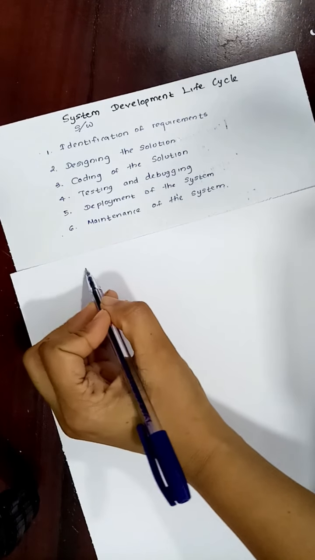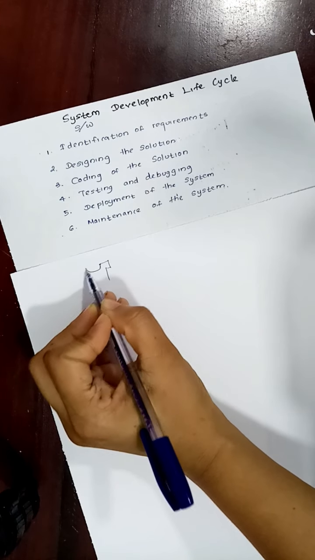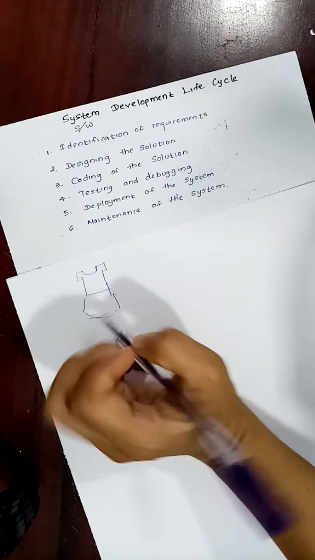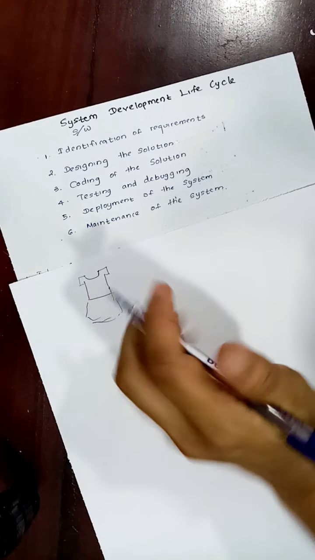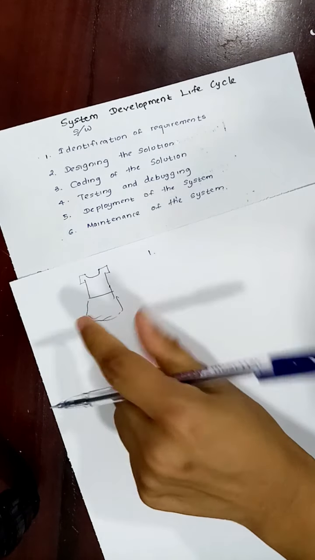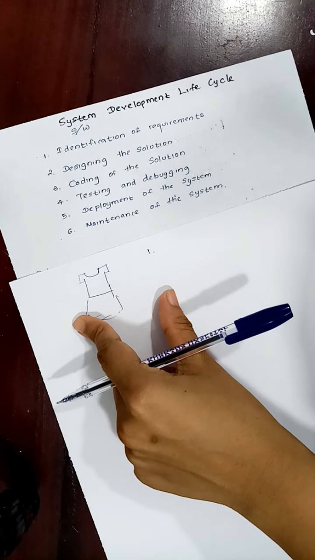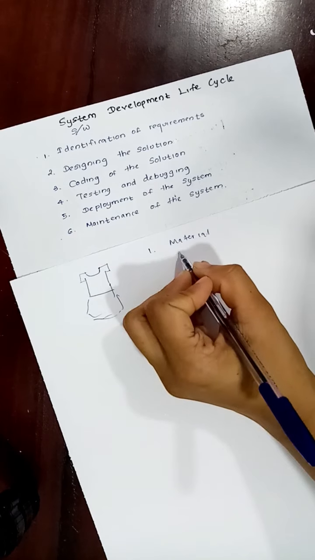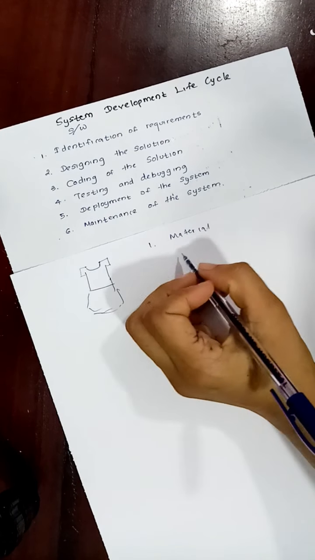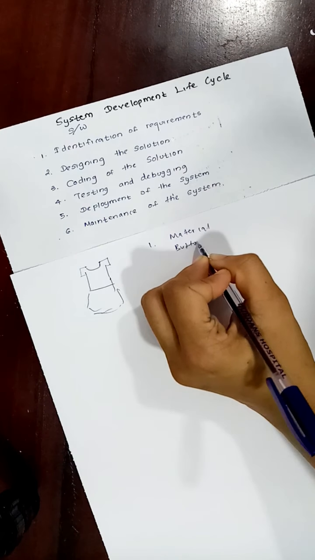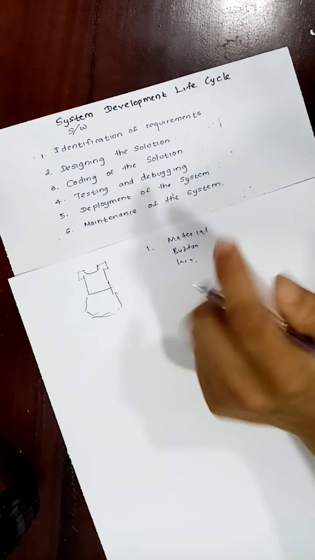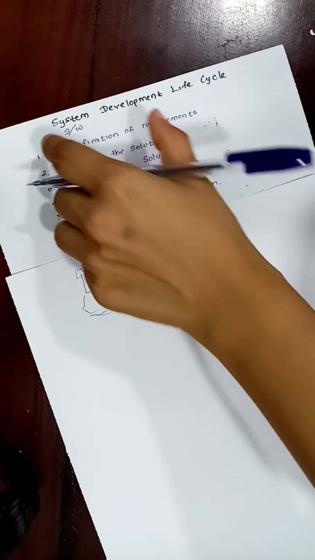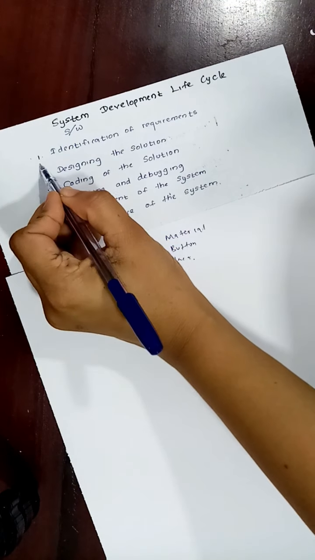The first real example is you are going to stitch a dress. To stitch that dress, first you are going to find material, and materials like buttons, laces. Likewise you will find these things first. These are the identification of requirements.